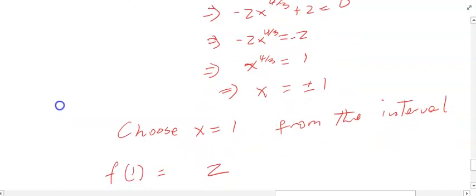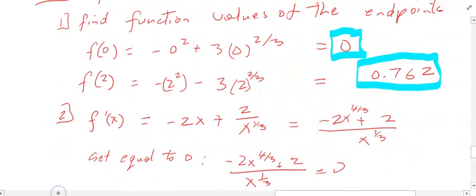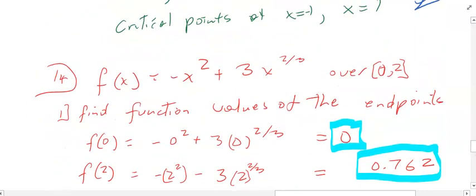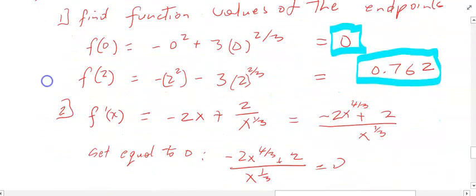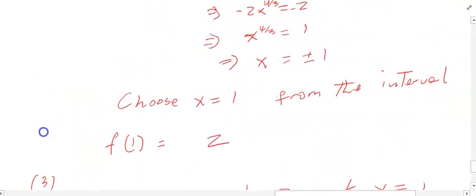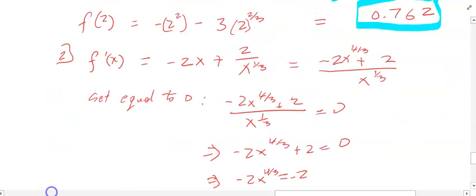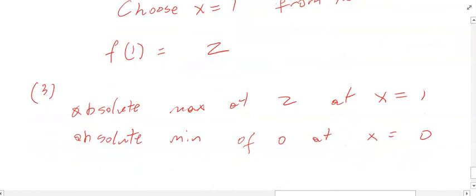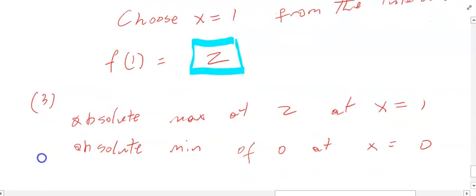Then we do the f of 1. For f of 1, you plug 1 into our original function. So that's going to be negative 1 squared times 3 times 1 to the 2/3. So that's going to be like negative 1 plus 3. That would be equal to 2. So this is our critical value, or the f of our critical value.